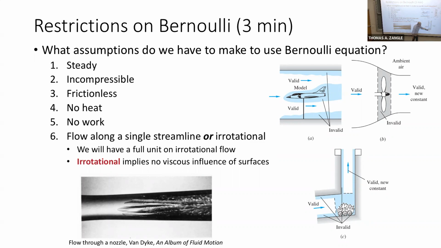Another example, here is a fireplace. You might use the Bernoulli expression to understand what's going on in the core of the flow, away from the walls, entering into the fireplace. It would be invalid where we have all that heat transfer going on, and then we would have a new constant because we have new energy within the fluid, but we'd be able to use the Bernoulli equation on the way out. Okay, that makes sense?